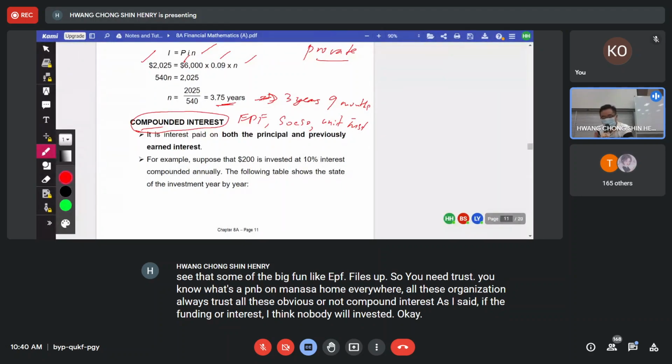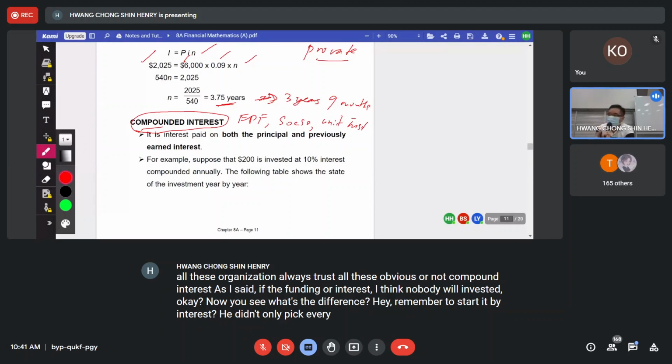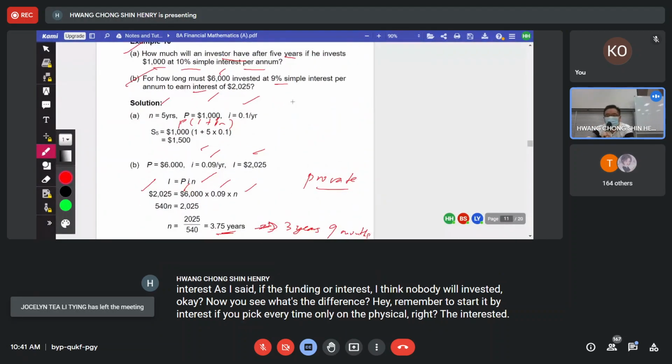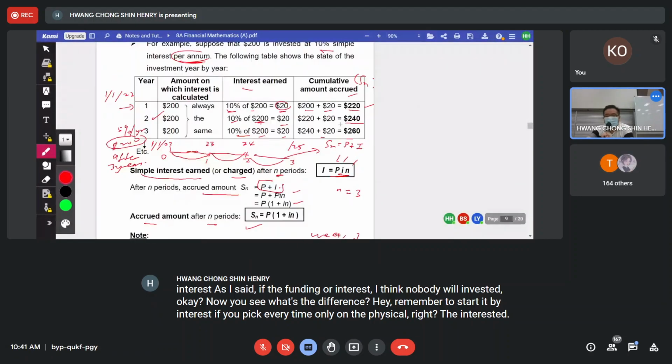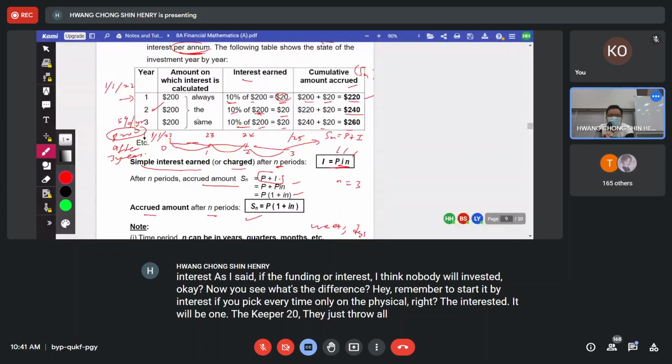Okay, now you all see what's the difference. Remember just now simple interest, the dividend is only paid on the principal, right? The interest they don't pay out. They keep the 250, they just roll over every time. It's the same.